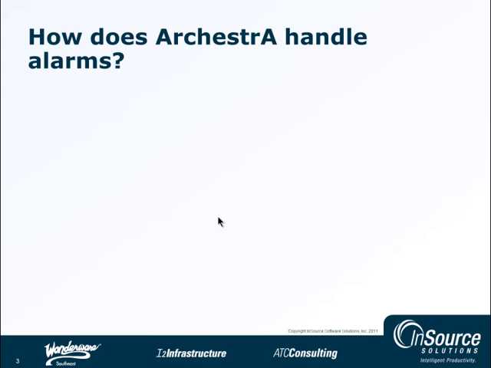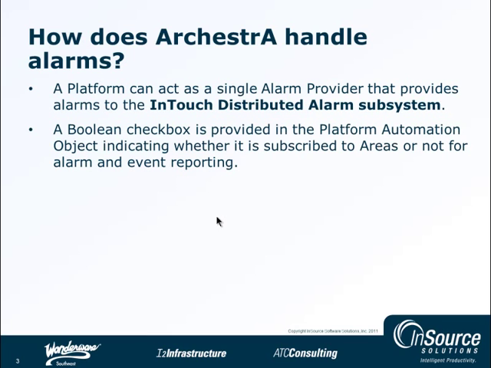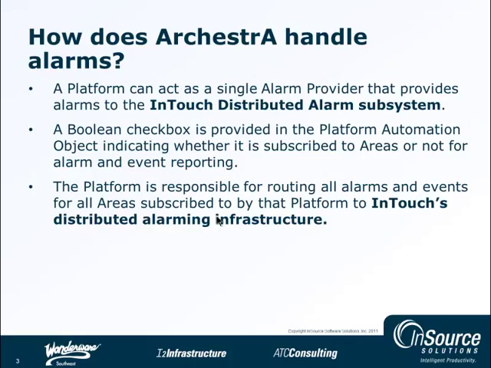Let's look at how ArchestrA handles these alarms. A platform can act as a single alarm provider that provides alarms to the InTouch distributed alarm system. A Boolean checkbox is provided in the platform automation object indicating whether it's subscribed to an area for alarm and event reporting. The platform is responsible for routing all of the alarms and events for an area subscribed to by that platform to InTouch's distributed alarm infrastructure.